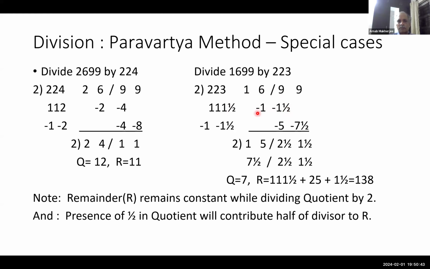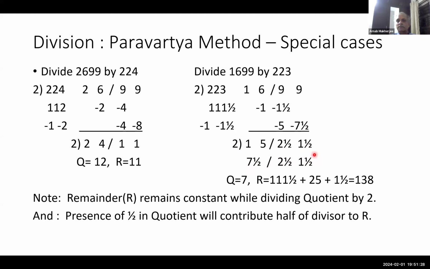6 minus 1 is 5. 5 into minus 1 minus 1.5 is minus 5 minus 7.5. 9 minus 7.5 is 1.5. 9 minus 5 minus 1.5 is 2.5. 6 minus 1 is 5 and 1 is 1. This, when we divide by 2 again, earlier we also divided by 2, 24 becomes 12. Here 15 becomes 7.5. And then 9 minus 7.5 is 1.5. 9 minus 1.5 and 5 is 2.5. So 7.5 becomes my quotient and 2.5, 1.5 becomes my remainder.